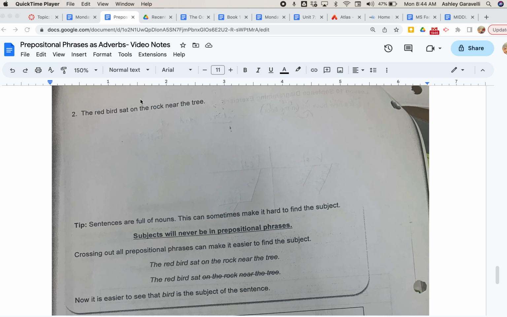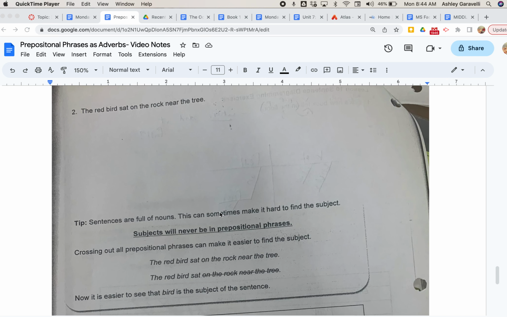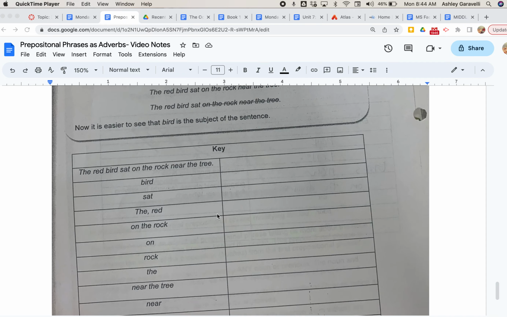So look at number 2. Go ahead right now, and I want you with your pencil to put your prepositional phrases in parentheses because you have 2. So on is a preposition, and we know the phrase is going to end with a noun or a pronoun, so it's on the rock. And then your other prepositional phrase is near the tree. So now all of these are gone, and you know that can't be your subject and that can't be your verb. So that should make it easier, okay? So then label the rest of your sentence, and then here's your key.